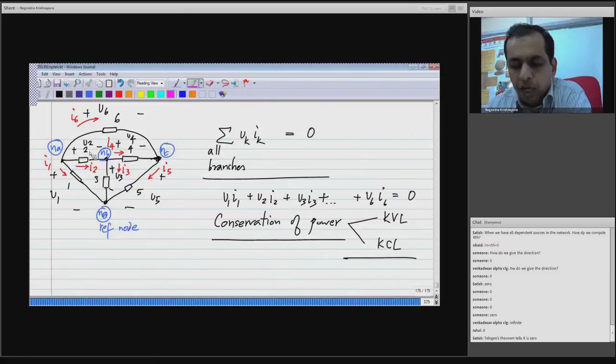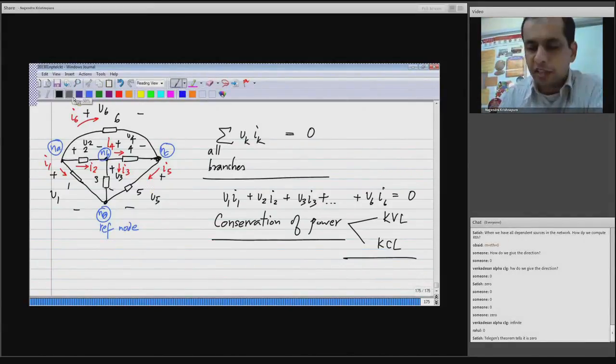Now you try to represent these branch voltages in terms of the node voltages, that is VA, VB, VC with respect to the reference node, okay. And then you group all the terms containing VA and VB and VC together, and then you use Kirchhoff's current law, and you will be able to prove this. So please take it as an exercise and do that. Hopefully you will be able to do it, otherwise we will discuss it later.